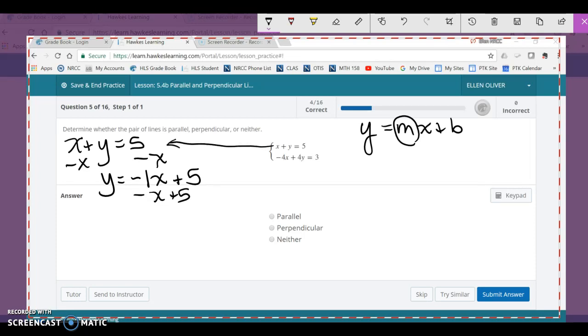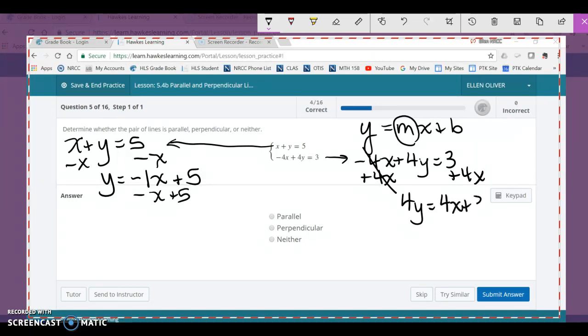So that was the first one. The second one is -4x plus 4y is 3. So I'm going to add 4x to both sides. So this guy goes away, and I have 4y equals 4x plus 3. And I write it in that order so that it looks like this instead of 3 plus 4x. Divide everything by 4. So y equals 1x plus 3/4.